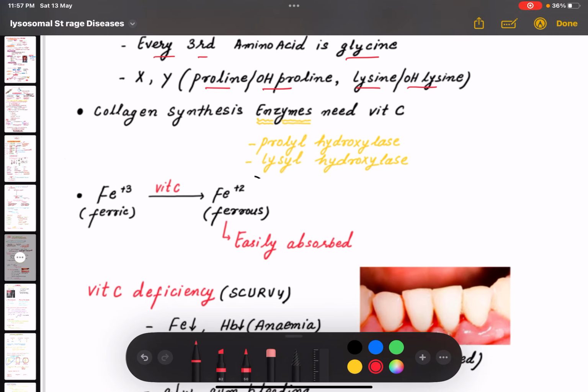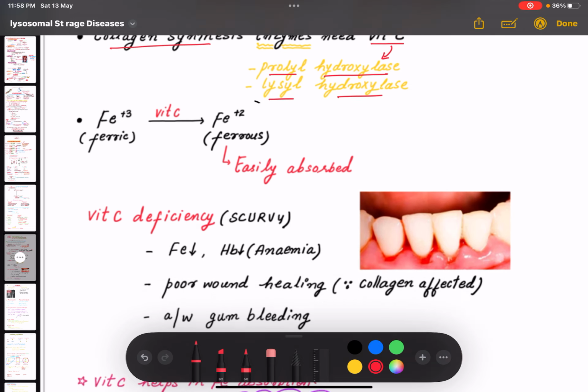See, this collagen synthesis, the formation of collagen, needs some enzymes and vitamin C. Actually, the enzymes which are responsible for the synthesis of collagen need vitamin C. What are the enzymes? Prolyl hydroxylase and lysyl hydroxylase. These two enzymes need vitamin C, which is very important.